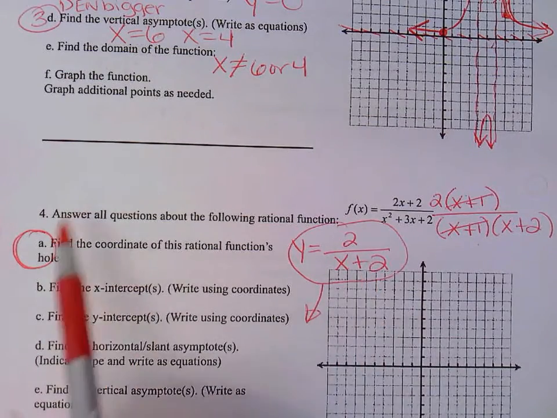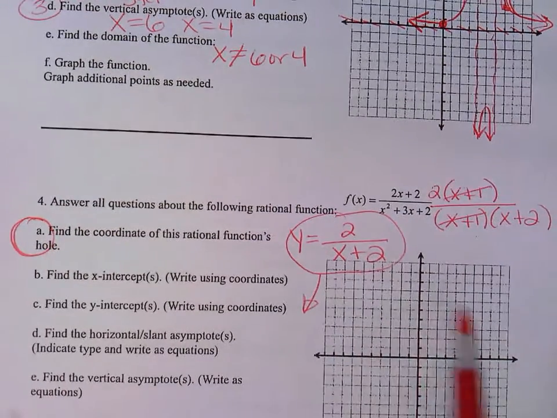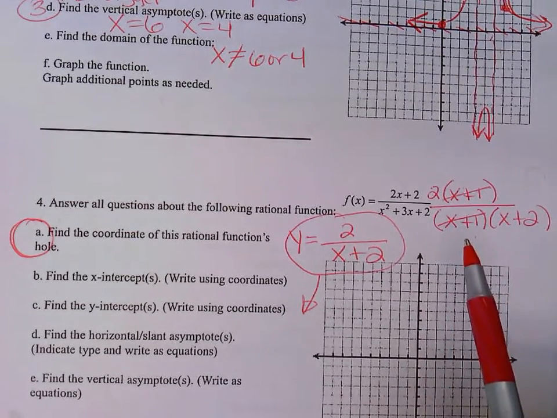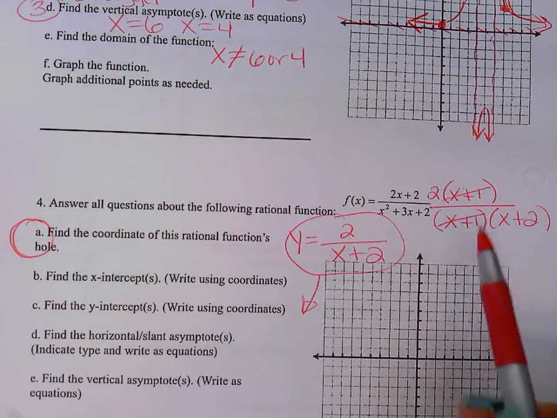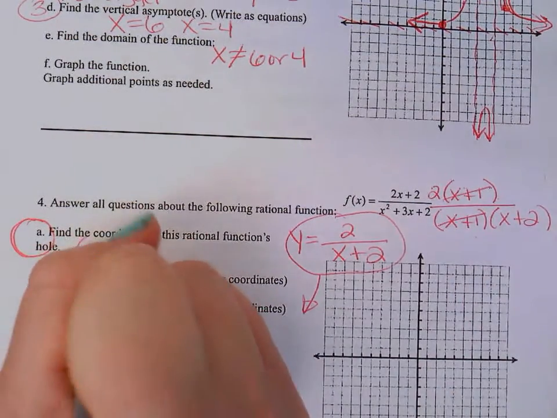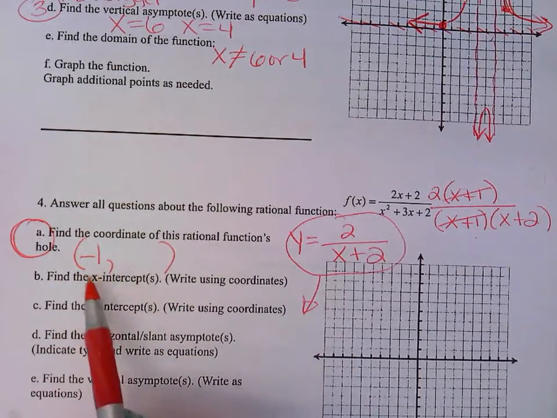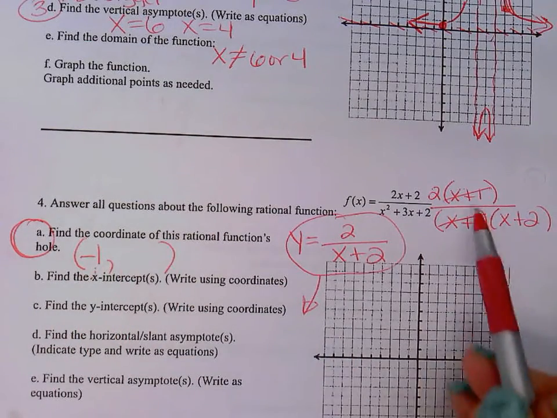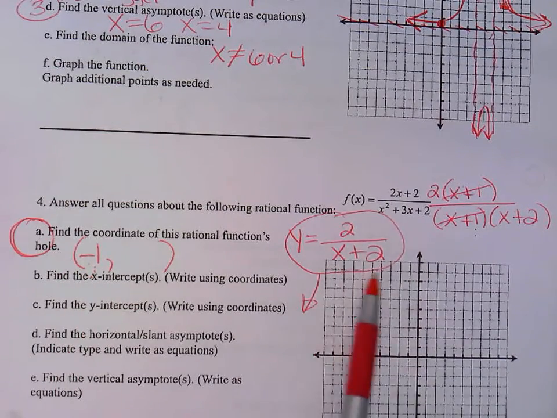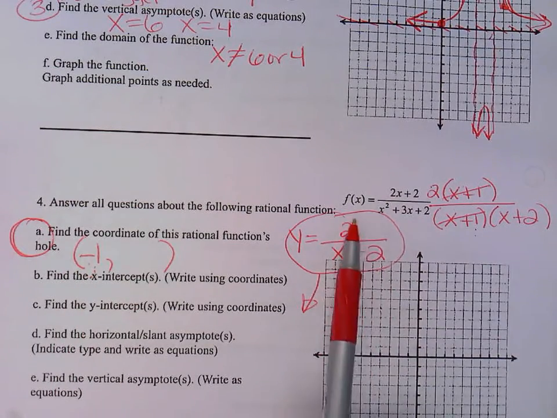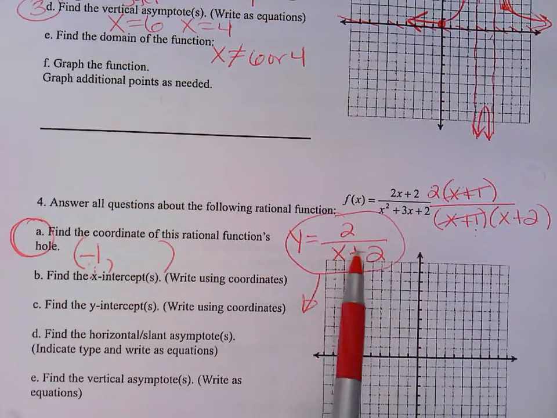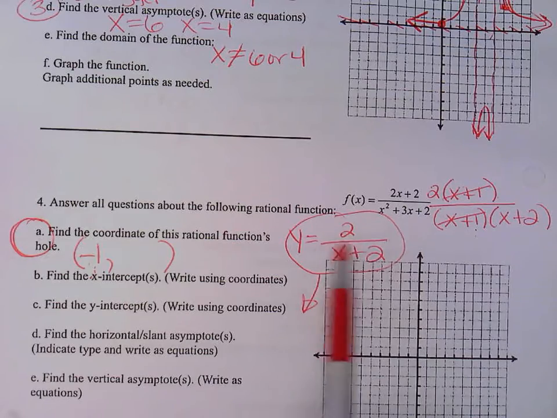But now I want to find the coordinate of the hole that's somewhere on this graph. What was this function originally undefined at? It was originally undefined at -1 in the denominator. So my hole is going to be at that same x value, -1, where this was undefined. So if x is -1, what will y be when I plug it back in? I'll get 2 over 1, right? Because -1 plus 2 is 1. So 2 over 1 is 2.